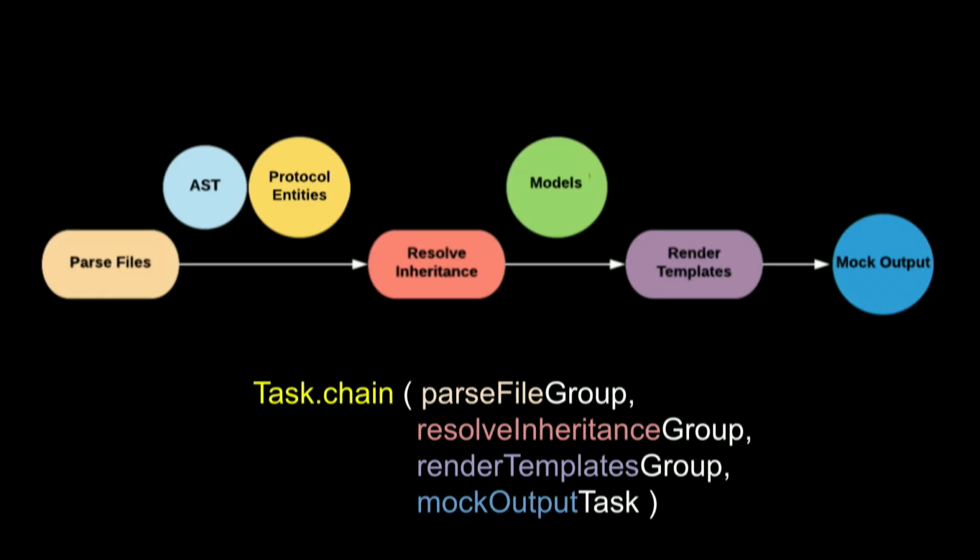Once we built all these abstractions, we can then chain them nicely, as shown on this slide. This makes code a lot more clear and a lot more readable.